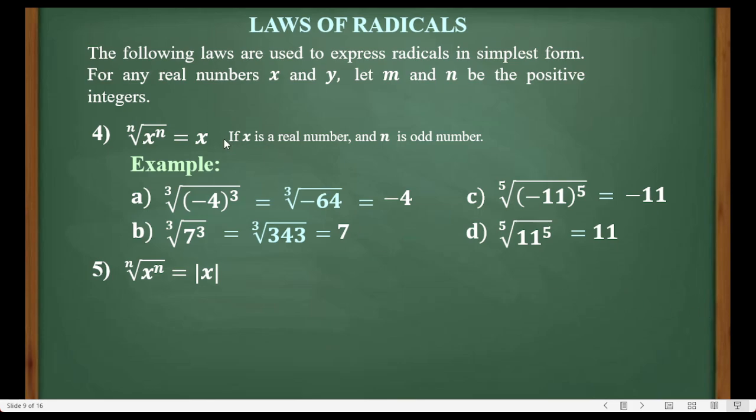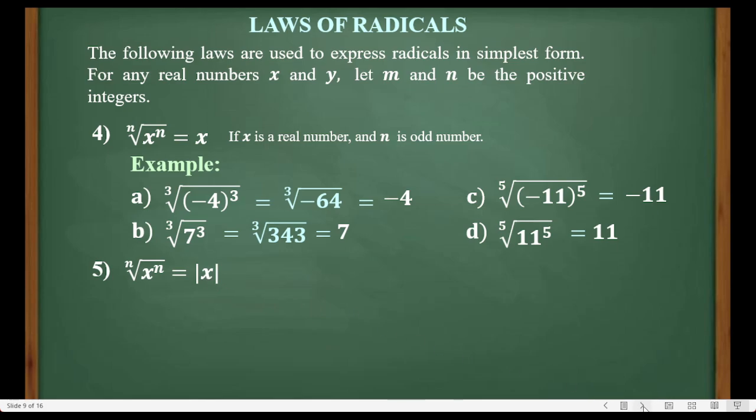So indeed, the condition is that the radicand x is a real number and the index n is odd. Each of these examples has an odd index. Now we go to the fifth one. The nth root of x to the n is equal to the absolute value of x.